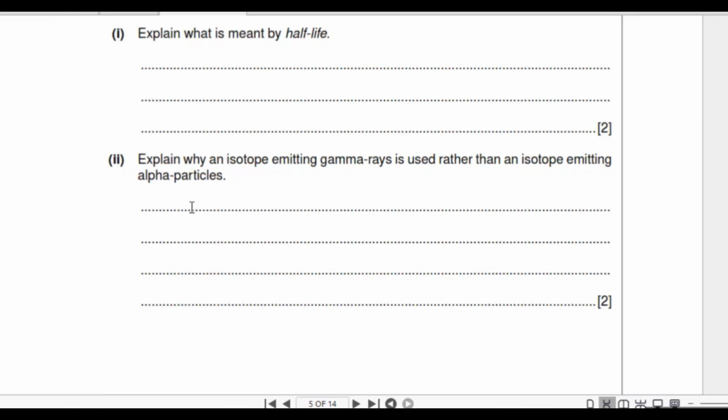So number one, alpha carries positive charge and is highly ionizing radiation, so it can create more problems. Number two, alpha has less penetrating power, so it will not be possible for alpha to come out of the body and reach the detector. So will they stay in the body and increase the cancer?